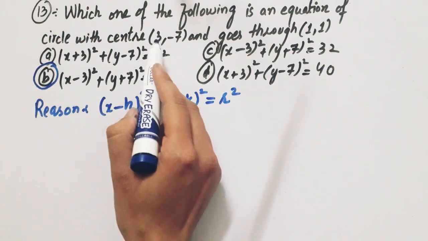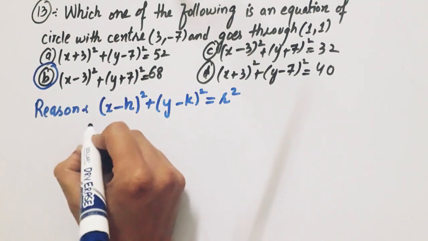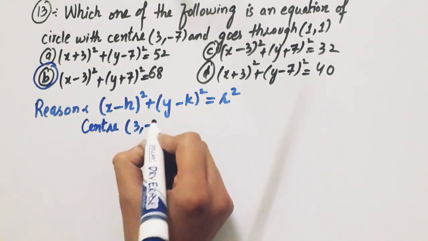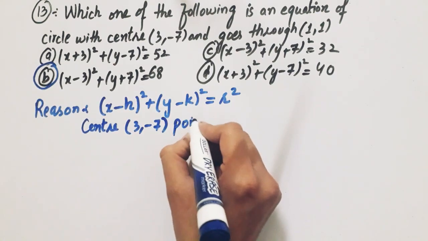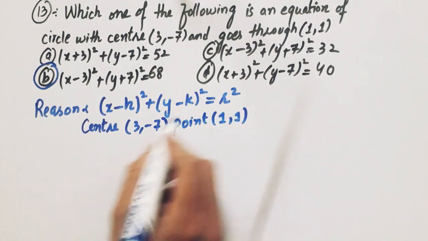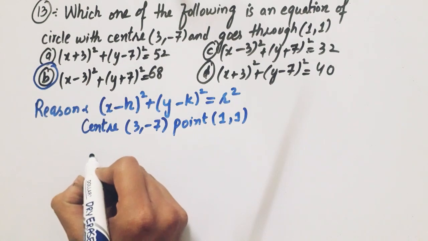Now the center is (3, -7), so you will write center (3, -7), and the point is (1, 1). So you will have to find the value of this radius by the distance formula.